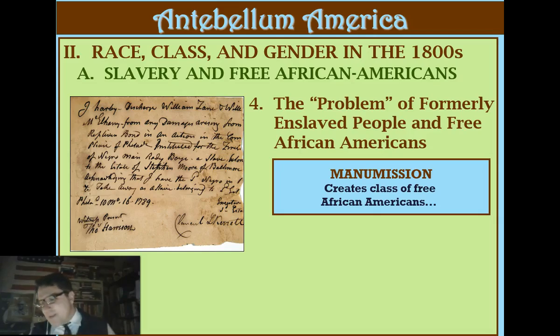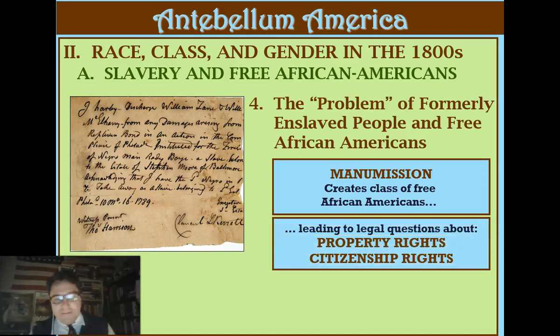So would these people be able to own property? Would they be able to move about the country freely? And if they were no longer 3/5 of a person, were they 5/5? Were they 0/5? Could they be full American citizens with the right to vote and to serve on juries and to have their civil rights protected by the Constitution? These are excellent questions, but ones without easy answers.